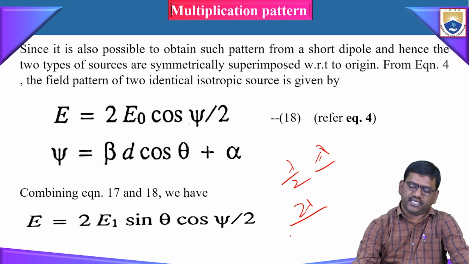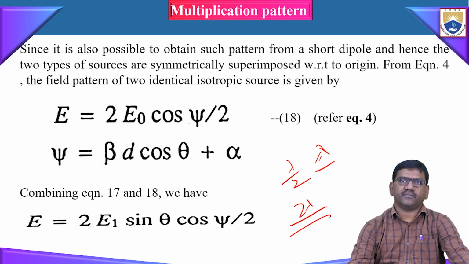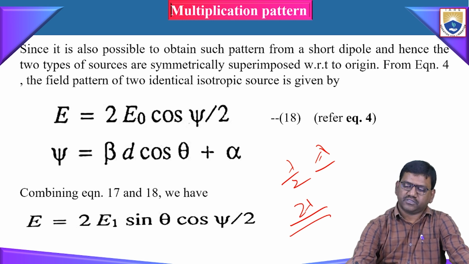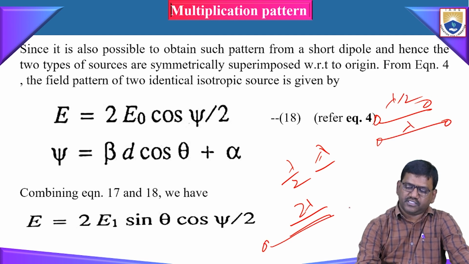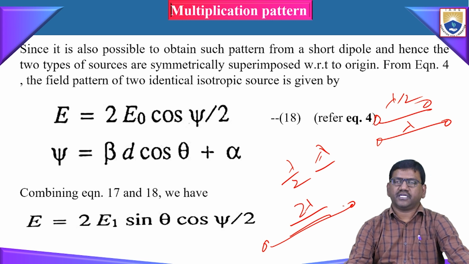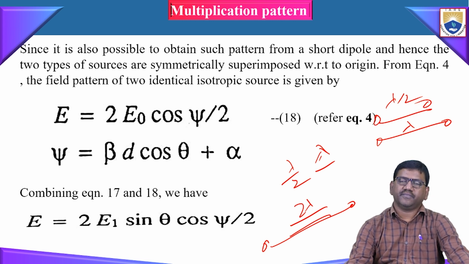So first we need to understand the radiation patterns of lambda by 2 spacing, lambda spacing, and 2 lambda spacing. 2 elements are separated by lambda by 2, 2 elements are separated by lambda, and 2 elements are separated by 2 lambda. So we need to draw these radiation patterns. From these, we can easily analyze the radiation pattern of 8 elements, 16 elements, or 32 elements.